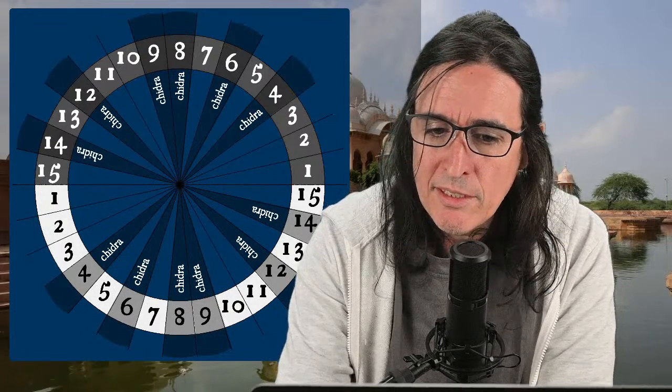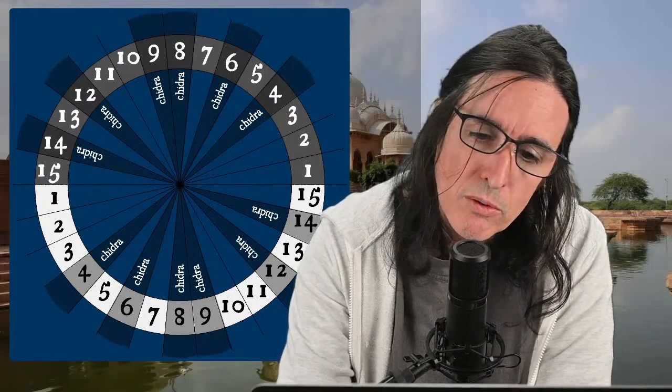And then 8 is Rahu, right? And then 9 is Chidra, but 9 is the Sun's. So this pattern can't be used to explain the Chidra feature.